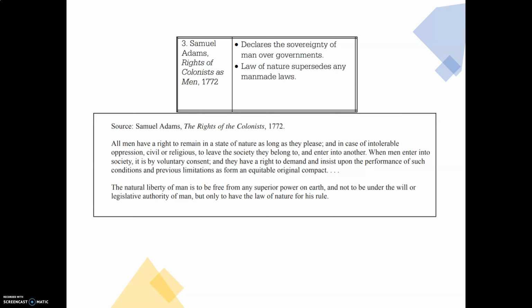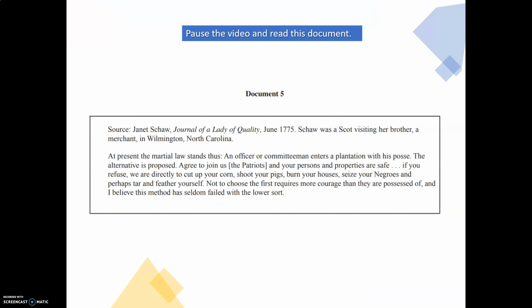Now they're not going to come out and tell you the groups. They're expecting you to get those groupings yourself. That's part of the skills that we practice. All right, next document. Pause and read, please.